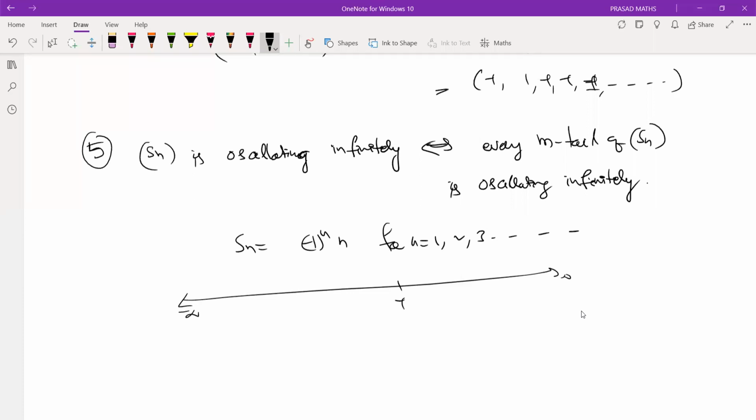The first term is -1, second term is 2, third term is again -3, fourth term is 4. Sorry, reverse, I am taking now. So first term is -1, second term is 2, third term is -3, fourth term is 4. So like that. And the range is unbounded. So clearly the range is unbounded and it is neither convergent nor divergent. Therefore, it is oscillating infinitely.